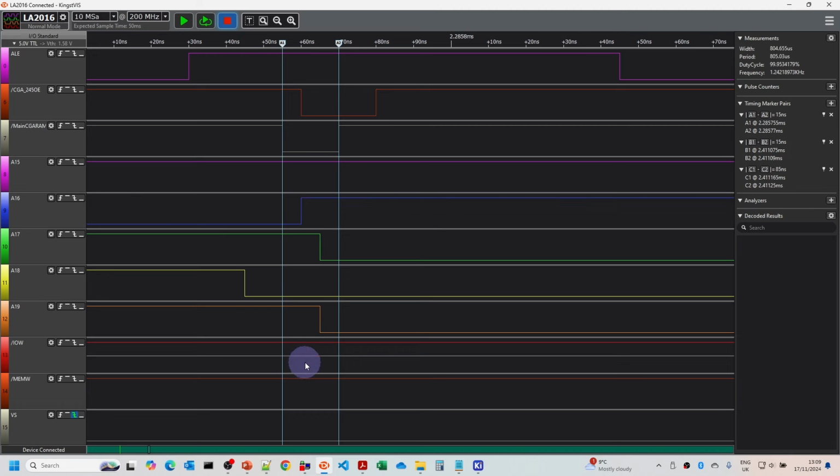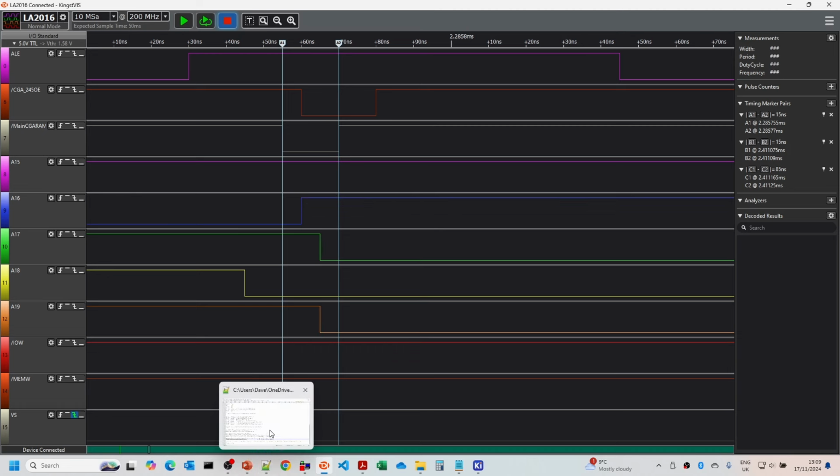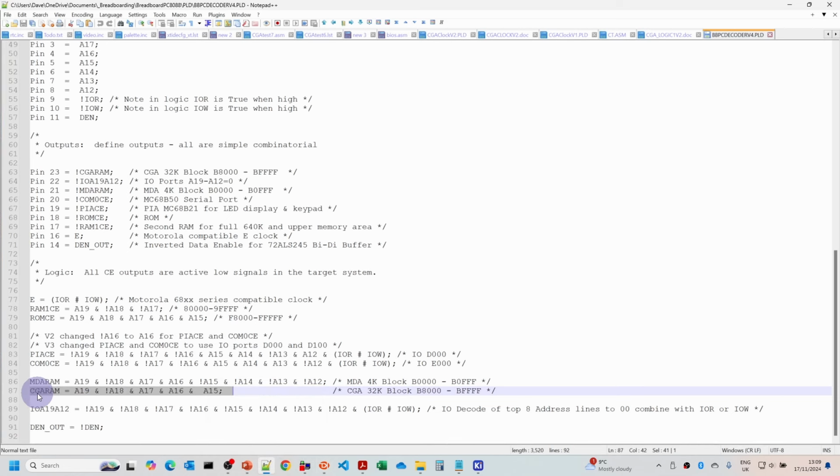And in fact, if we look at the rules for the CGA RAM chip enable, CGA RAM is defined as negative logic, so when we have a true here, this will go low over here. So it means we only have to worry about positive rules here. And you can see here that we want A19 high, A18 low, A17 high, 16 high and 15 high.